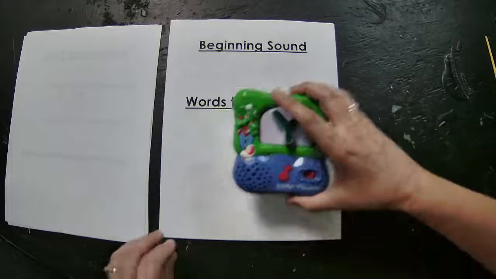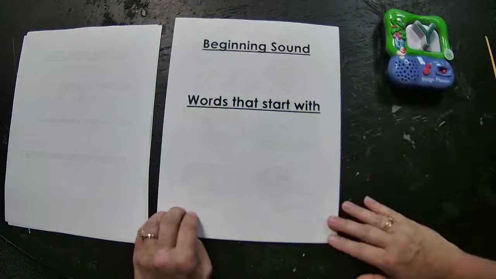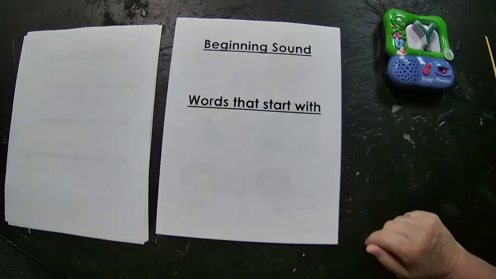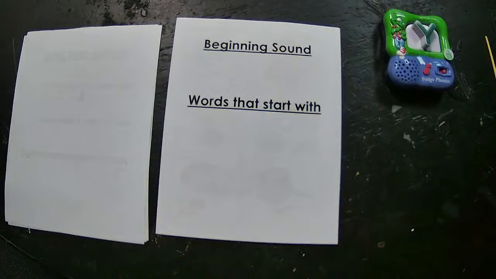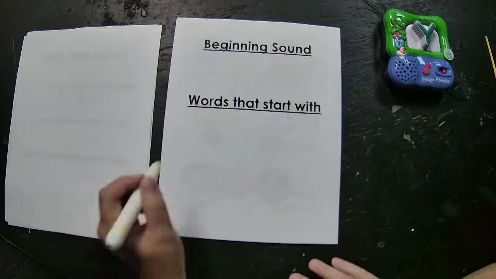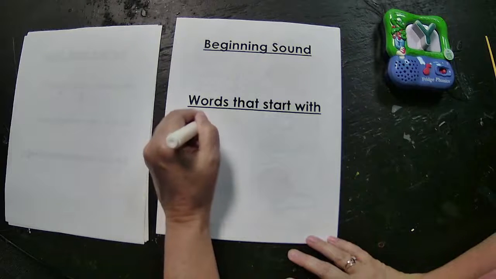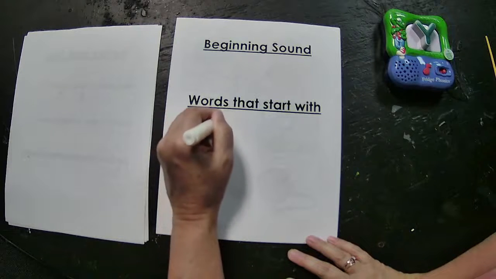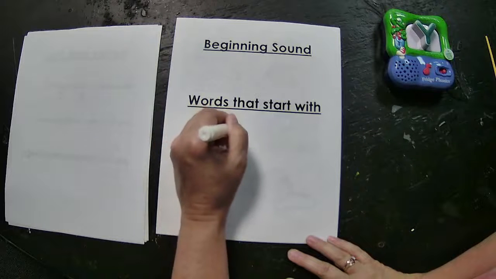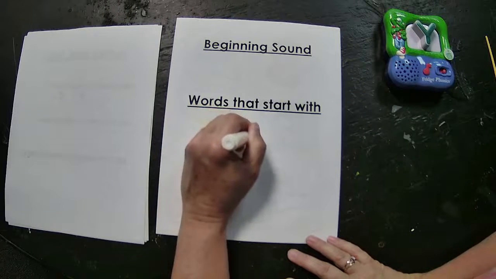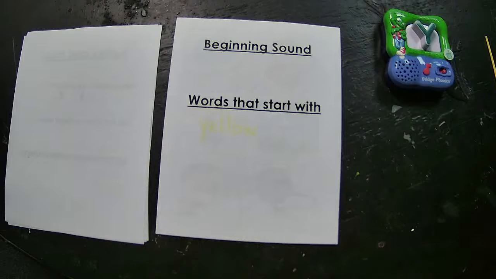Y. Well, can you think of any words that start with the letter Y? You're right. One of them was our color. It was yellow. Let me write yellow on the board there for you on our paper. Y, E, L, L, O, W. Yellow. Okay. Can you think of any more words that start with a Y?